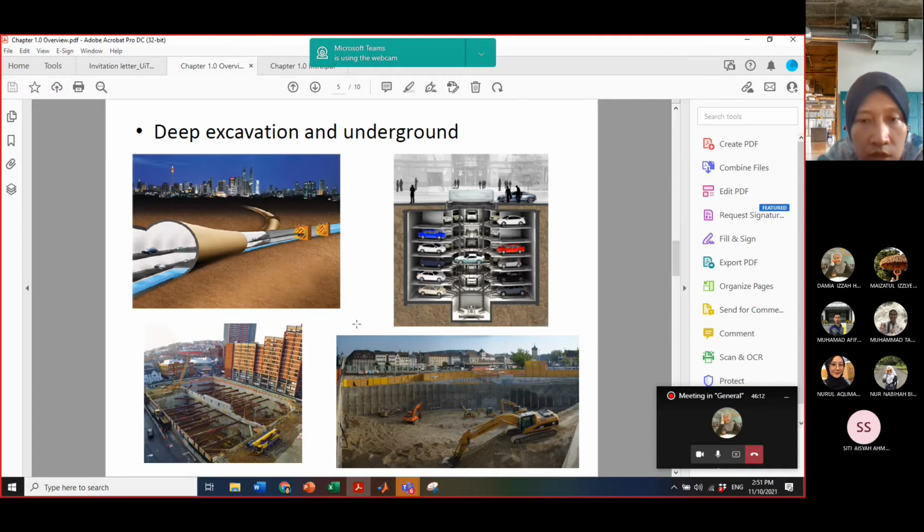Okay, next is deep excavations. Underground work involves, for example, tunnelling, or we have underground basements. Look at this one here, a smart tunnel. Then we have LRT and MRT, all of which involve underground projects. If you go deep, actually the scope for geotechnical engineers is wide. It is wide for you to explore, to go deeper to find out what geotechnical engineers are doing.